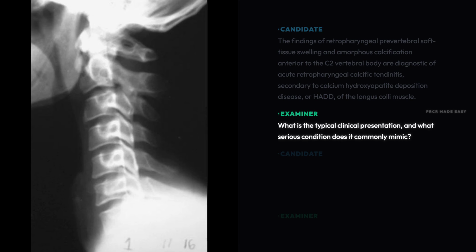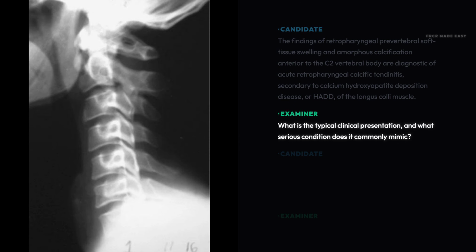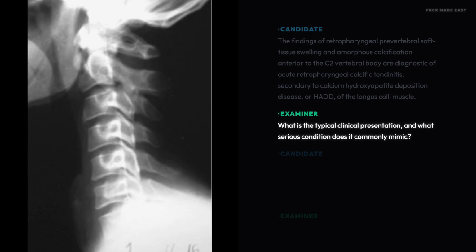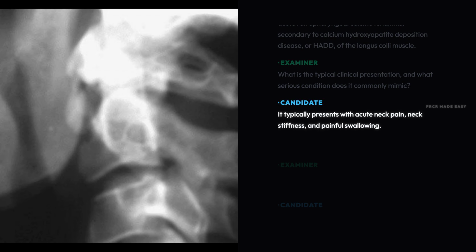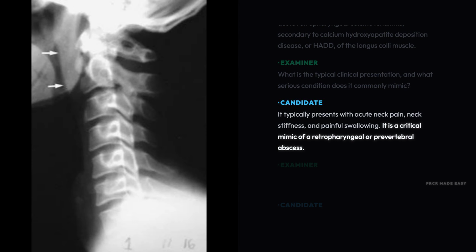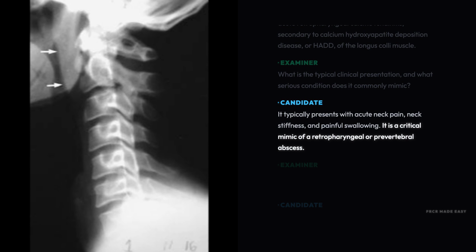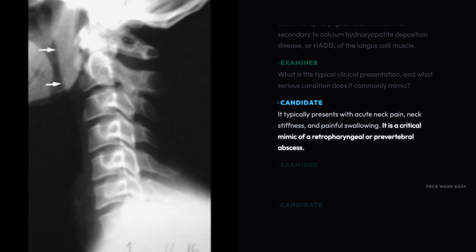What is the typical clinical presentation, and what serious condition does it commonly mimic? It typically presents with acute neck pain, neck stiffness, and painful swallowing. It is a critical mimic of a retropharyngeal or prevertebral abscess.